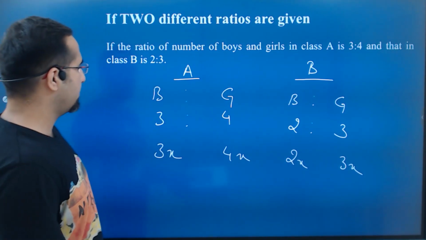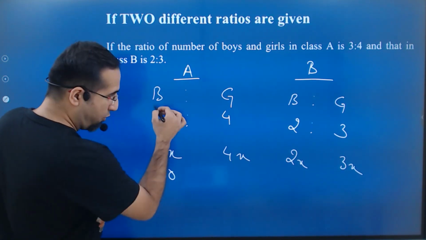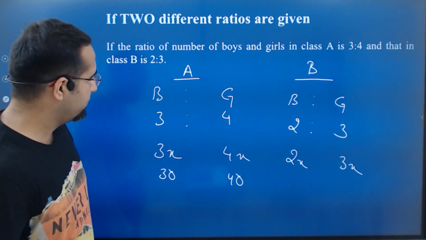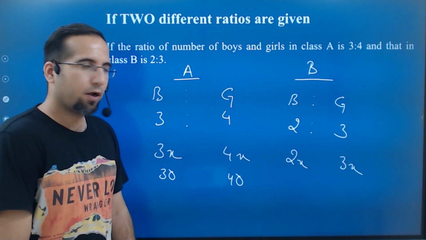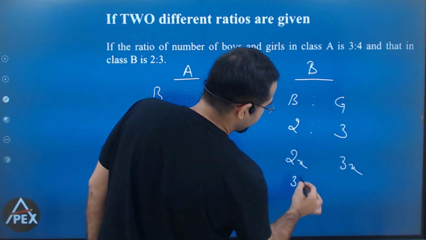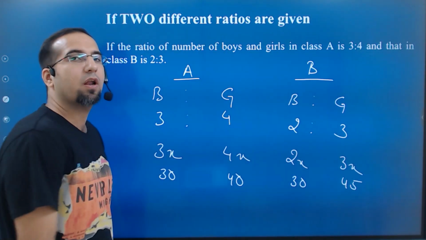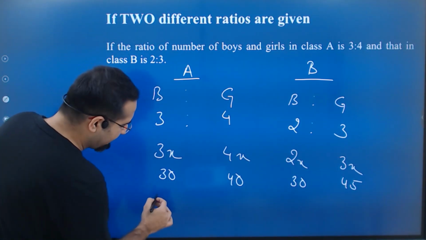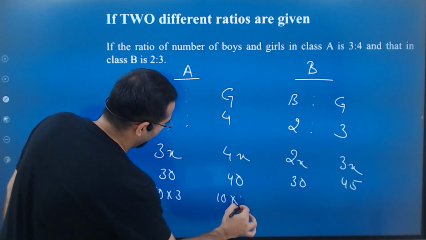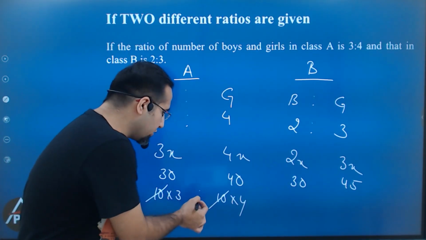Clear? So I can take a few examples. Let's say I take 30 boys in class A and 40 girls in class A. Clear? Having said that, I can take, let's say, 30 boys in class B and 45 girls in class B. Now let's see. Here, what is cancelled? I get 10 into 3, 10 into 4. So I'm cancelling 10, and therefore I get the final ratio as 3:4.